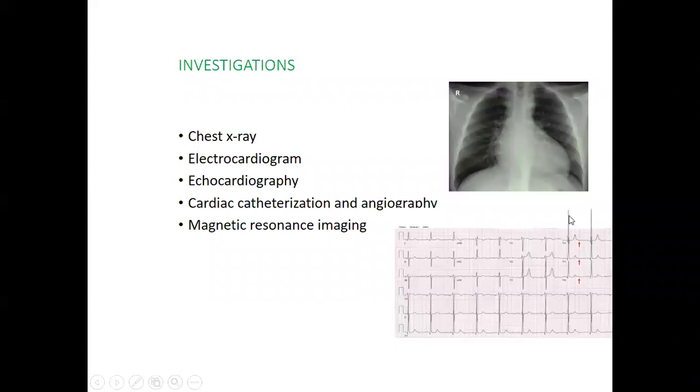But here you can see there is a large amplitude of the R wave, but there is no ST depression or T wave changes. So it means that here there is increased left ventricular amplitude, but there is no strain. So this type of left ventricular hypertrophy is seen in those patients who have got increased left ventricular volumes.